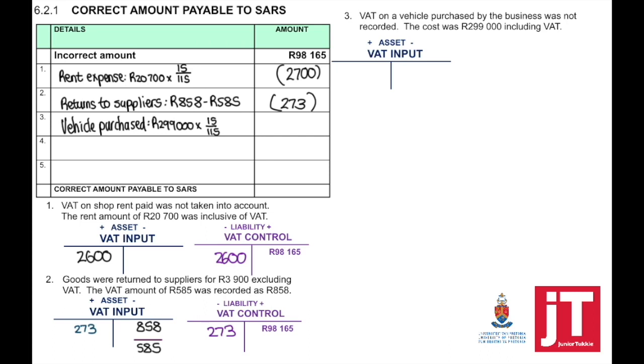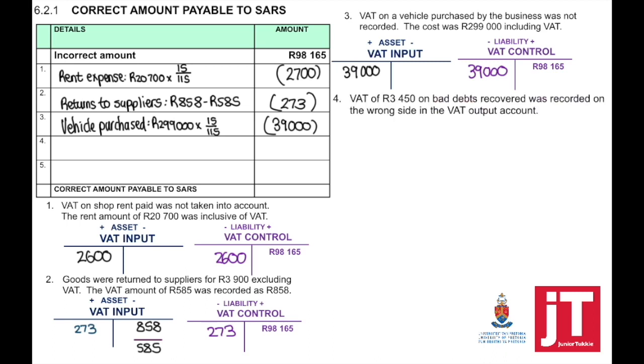This means that that input would be debited with $39,000. Because that input is debited, the VAT control account will be debited. That means that the amount payable to SARS would be minus 39,000. It will have a negative effect on that balance which we've calculated incorrectly.